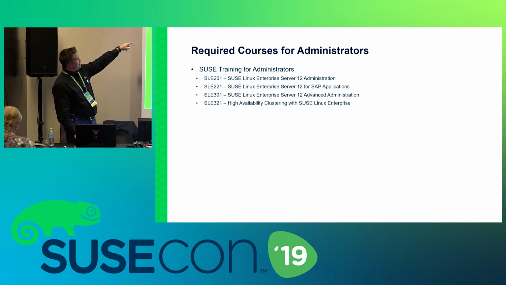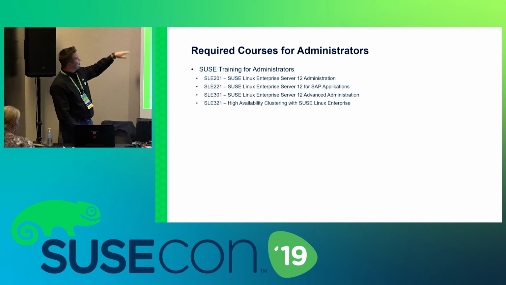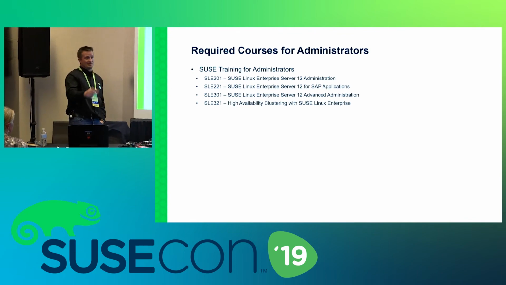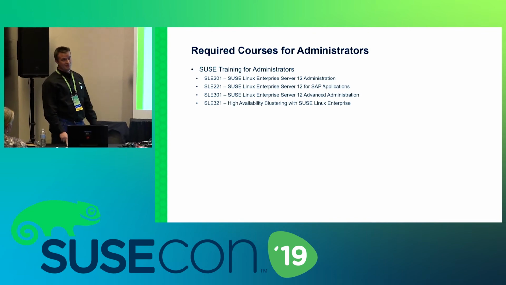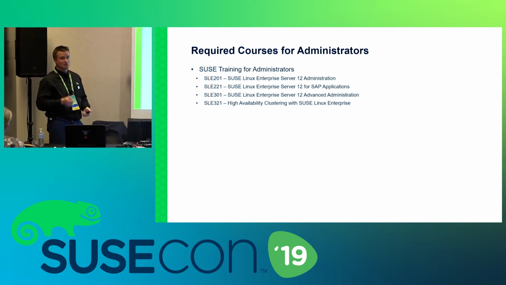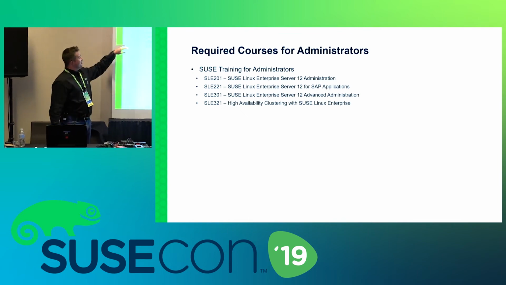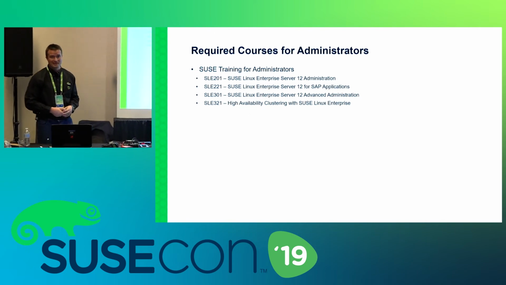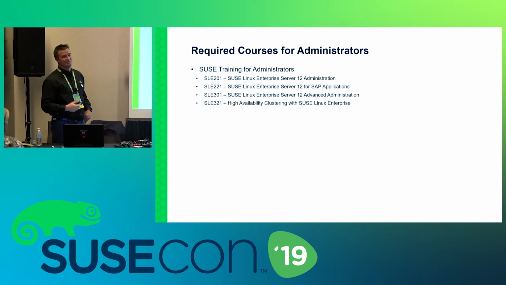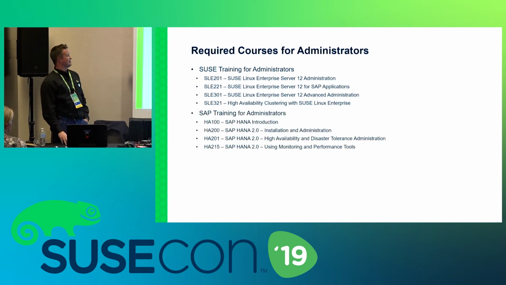So SLE 201, basic administration, which is already enough to administrate an SAP environment at least. 221 gives you the specifics of what makes SUSE unique for SAP. So that's a recommended course to go through, and by the way, also a certifiable course. So you can add that extra stamp that I can administrate SUSE for SAP if you also do that course and the certification. 301, engineer, helps with advanced topics like scripting. And then 321, which is going to be the setup that I'm going to show you now basically, and in a nutshell, is high availability clustering with SUSE Enterprise Linux.